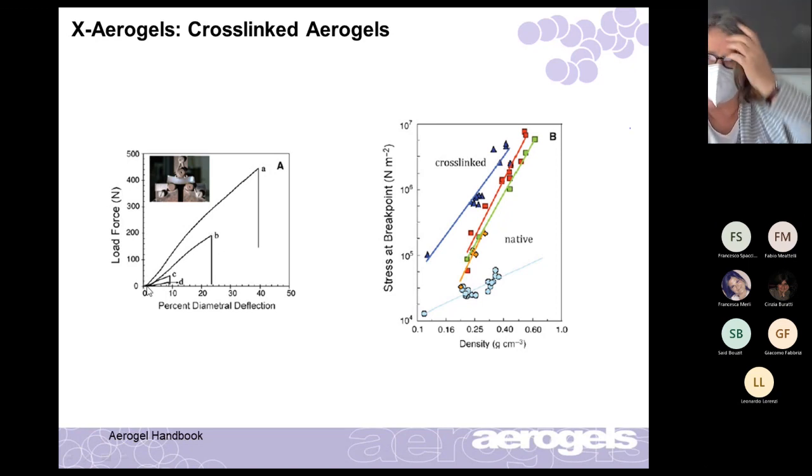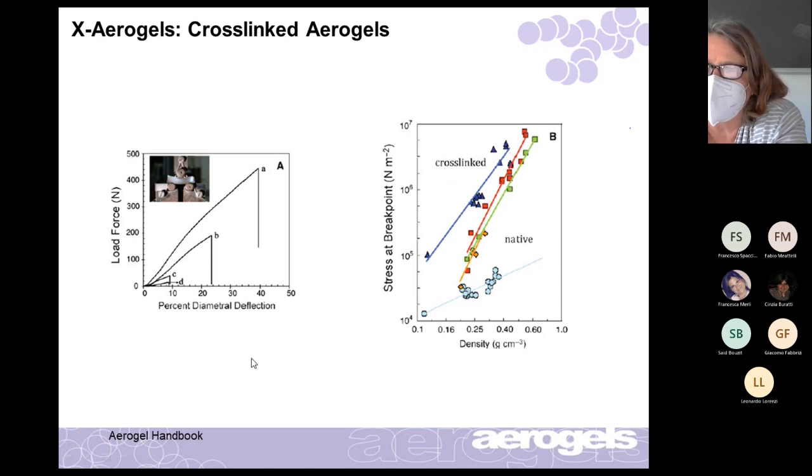These are just different types of cross-linked aerogels, but compared to, when they say native, they just mean a regular silica aerogel, right? So the regular silica aerogel is going to break at a much lower force than these cross-linked. And so they're able to show how much stronger they are.